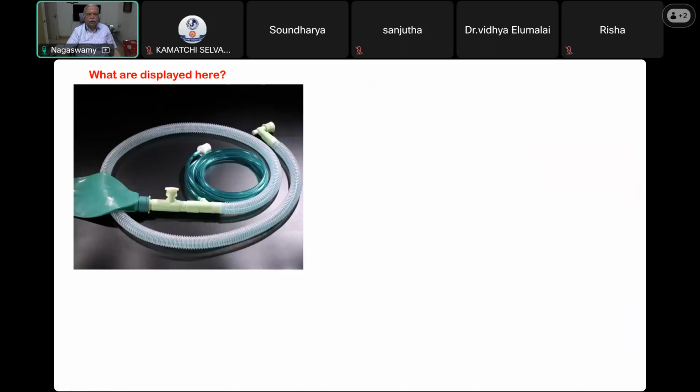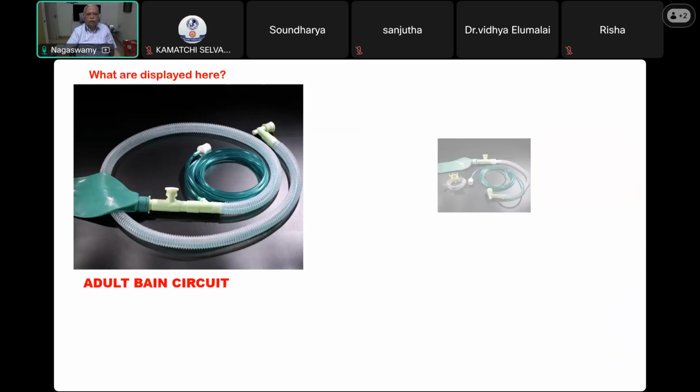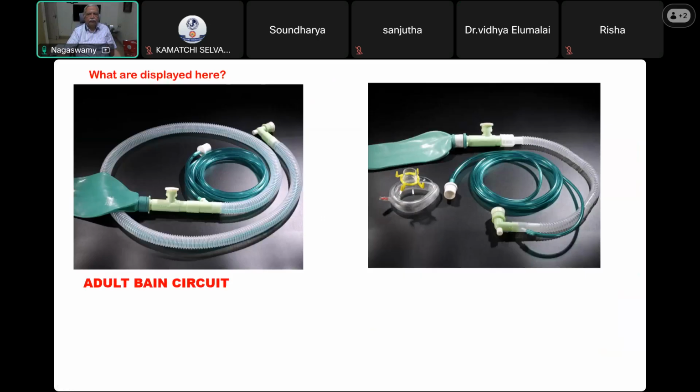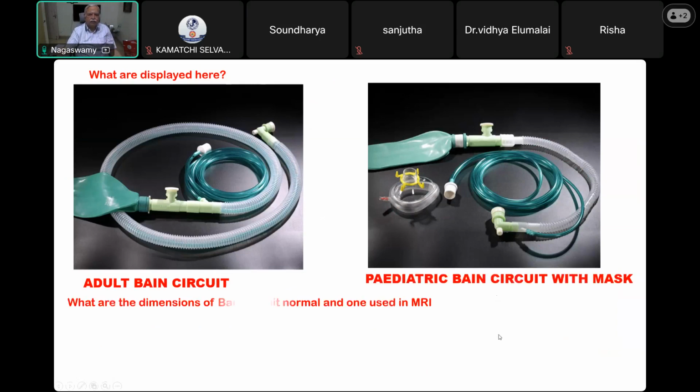What is displayed here? Vein circuit. Adult vein circuit. Okay, adult vein circuit. What is displayed here? Pediatric. The indicator is the small face mask. Okay, and you can see the inner tube is outside. It is not like the adult vein circuit where the green tube is inside, whereas in the pediatric it is outside. Okay, so this is the pediatric vein circuit with a mask.